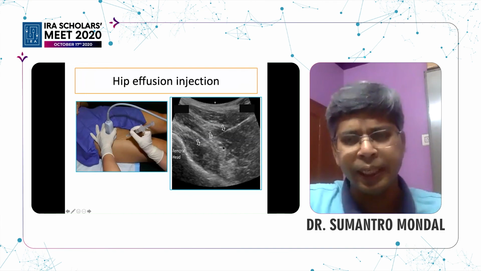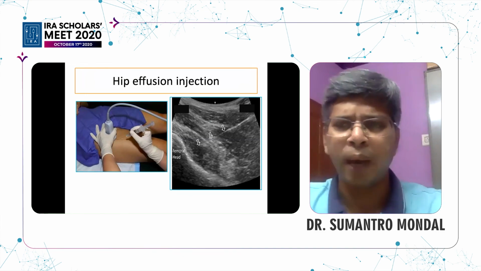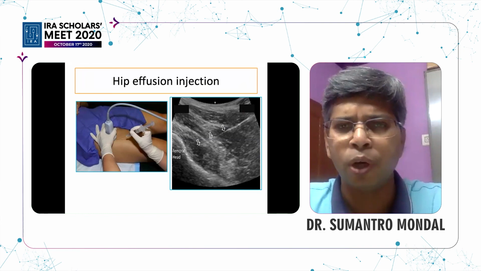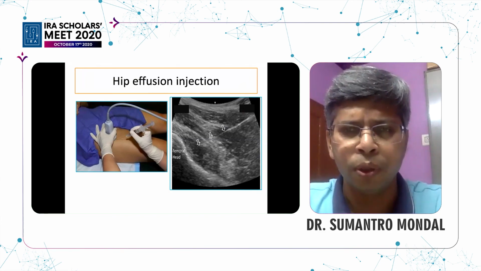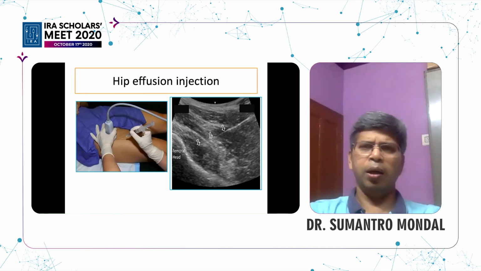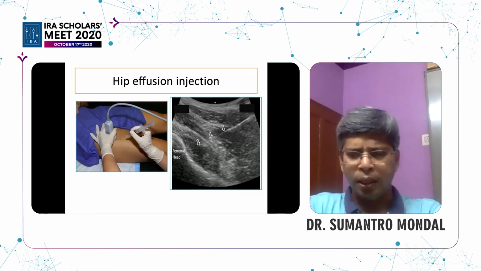Because hip is a very deep joint, when you give injections blindly, there is every chance that the injection will not be successful, will not go into the fluid, into the joint. So that is the main use of ultrasonography in the hips.